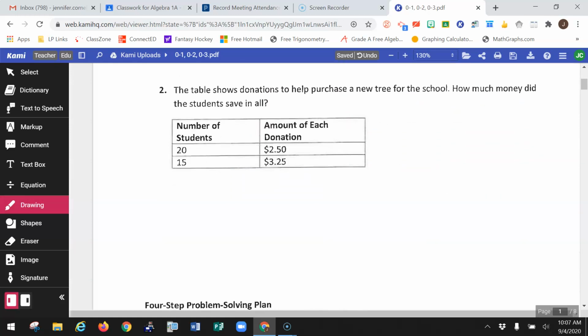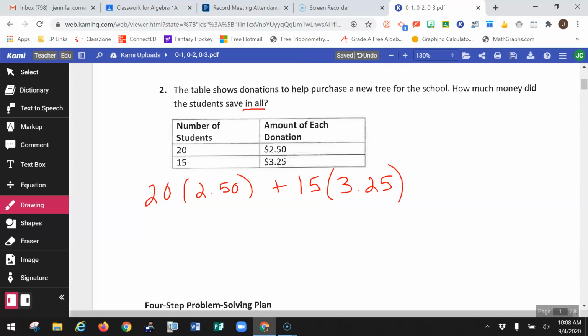Second one, the table shows the donations to help purchase a new tree for the school. How much money did the students save in all? So we want to make sure we get a total here. Well, we had 20 students who donated $2.50 each. So you want to multiply those together. And then we had 15 students that donated $3.25 each. So you want to multiply those together.